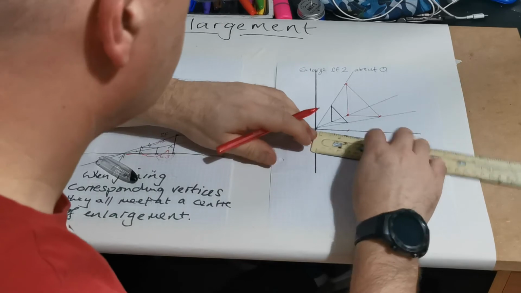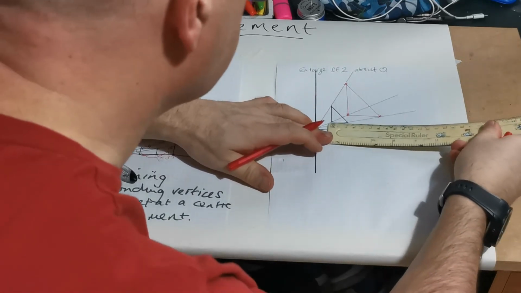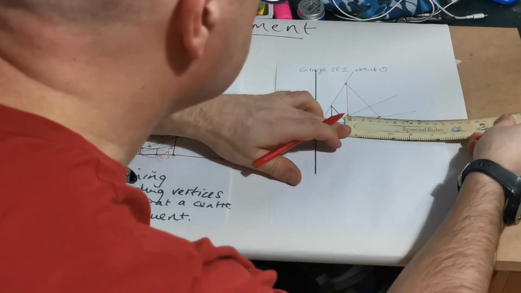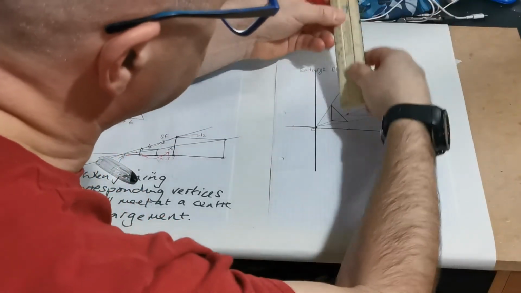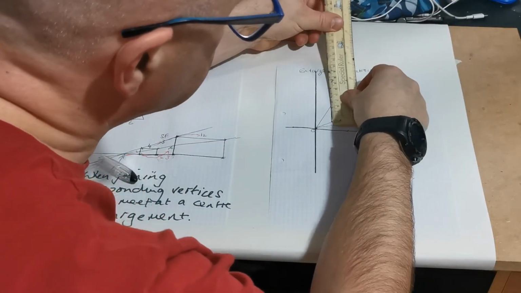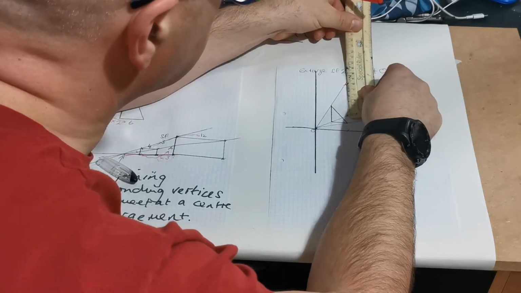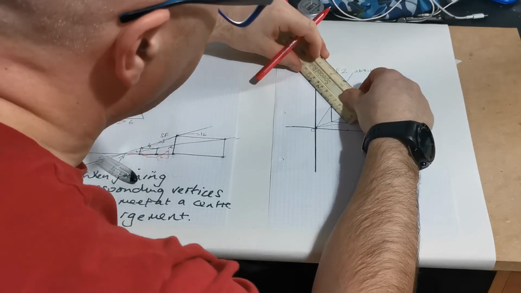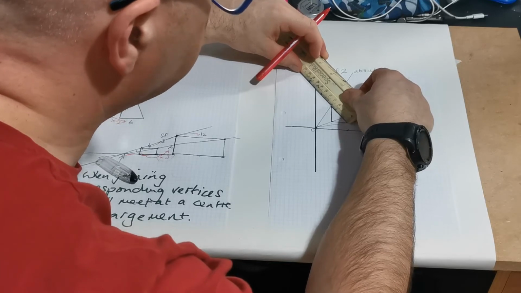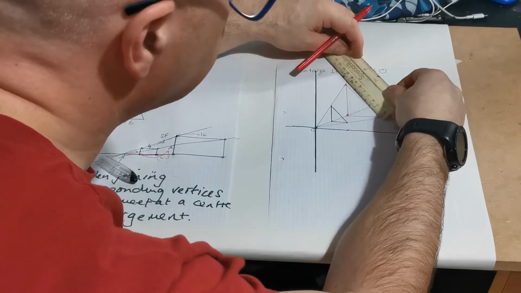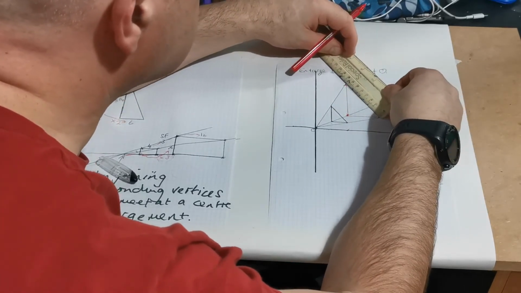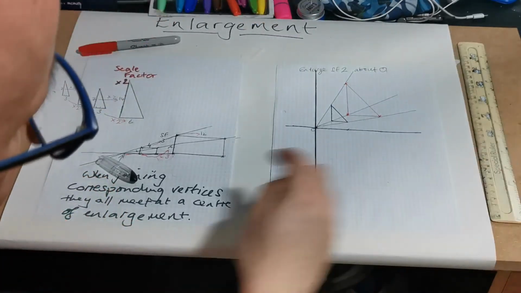And if I were to measure that, that's 2 centimetres. And that's about 4 centimetres, that's right. This is 3 centimetres, and that's about 6 centimetres. And this one is 3.7 centimetres, and that one is 7.4 centimetres.